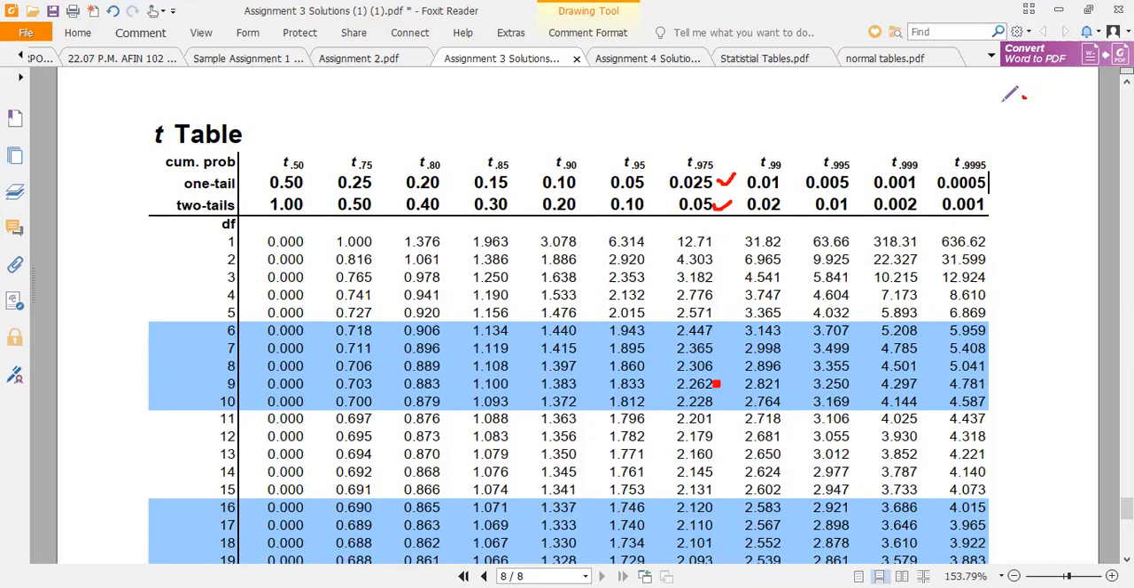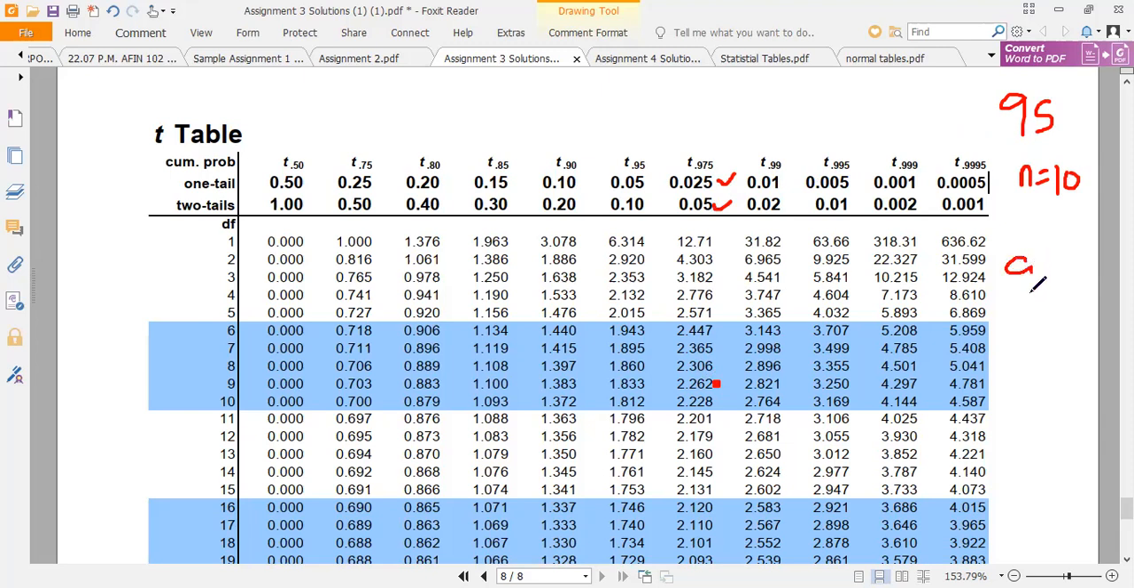I repeat, 95%, and our sample size was 10. What do we do? Identify the significance level, which is 5%. We are dealing with decimals, 5% is 0.05. Half of 0.05 is 0.025. Then n minus 1 is 9, so check where there's 9.